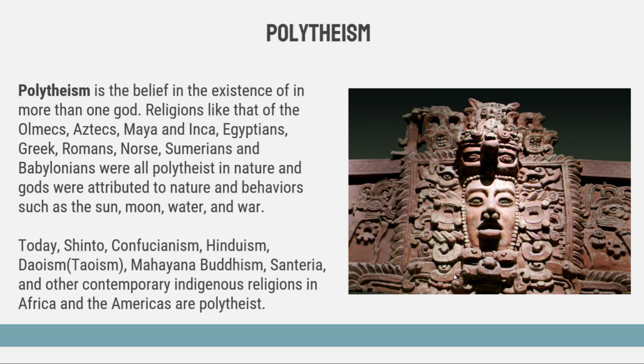Depends on the culture. So, you know, they shaped their deities around things that were natural to them, things that they saw as humans and in the earth, right? So Shinto, Confucianism, Hinduism, Taoism, a form of Buddhism, as you see here, Mahayana, Santeria, and other indigenous religions in Africa and the Americas are polytheistic, meaning that they have the existence of more than one deity. Okay.